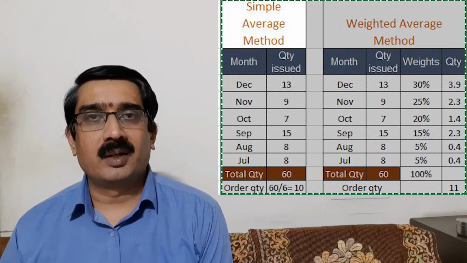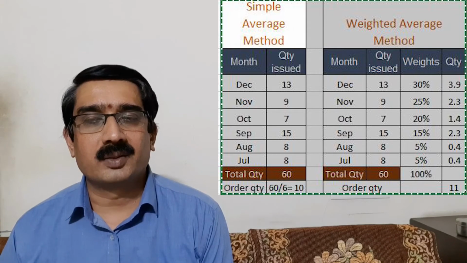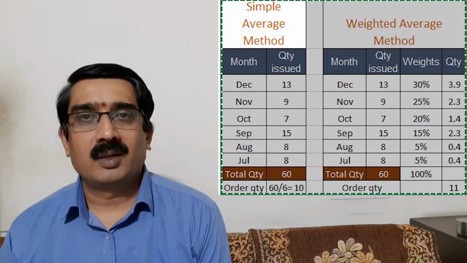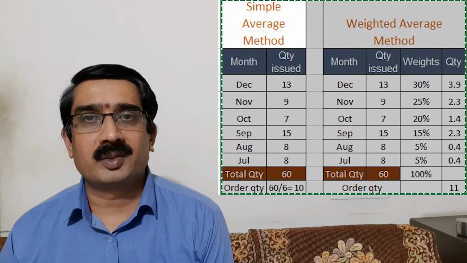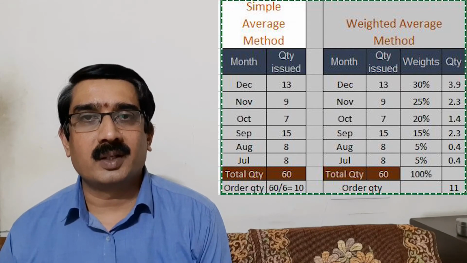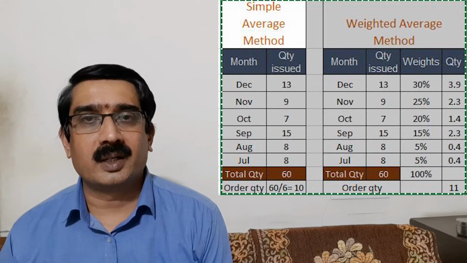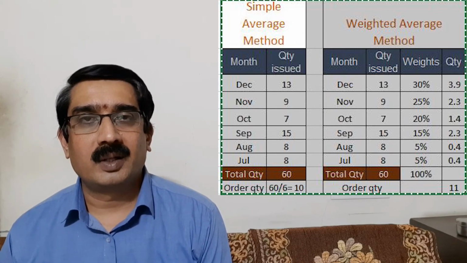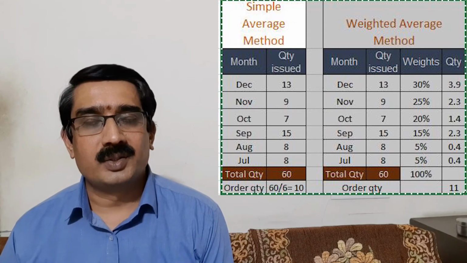So how do we calculate? We multiply the weightages against the quantity sold in each month. Looking at the table, it is 30% on 13 that was sold in the month of December, which gives 3.9. When I multiply 25% weightage on 9 quantity invoiced in the month of November, it is 2.3. Like this, I multiply for every month, and when I add all those values, I get a recommendation of 11 quantities for the month of January.